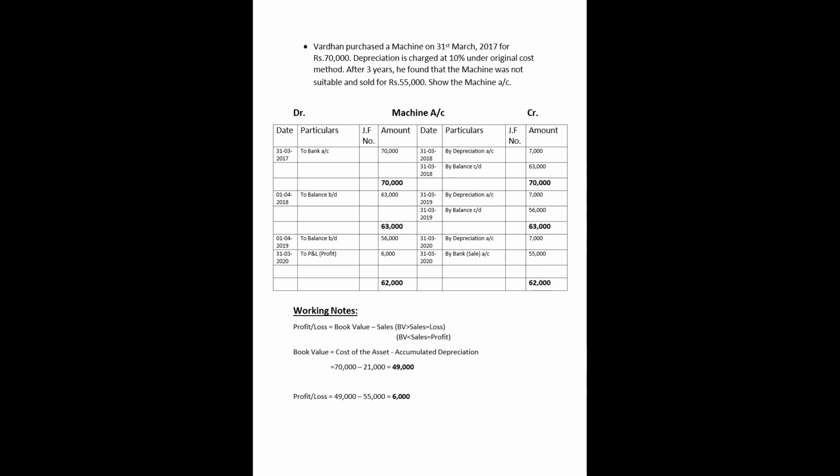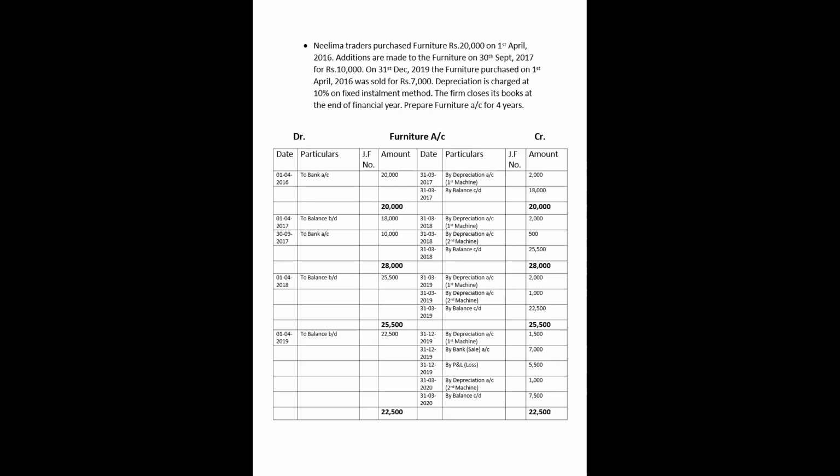So we'll get 21,000. If we deduct both these amounts, that is 70,000 minus 21,000, we'll get 49,000. 49,000 will be your book value. From that we need to deduct the sales value. We'll get 6,000. Since book value is less than the sales value, that means it is a profit. So profit needs to be shown on debit side as to P&L account profit. Now this will be your answer for this problem. Now move on to the next problem.